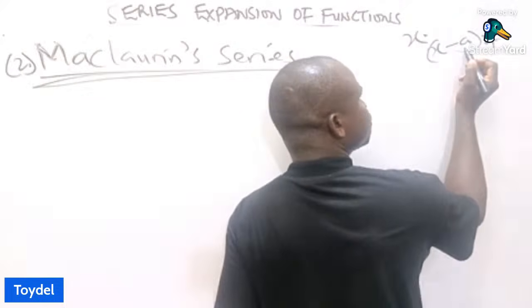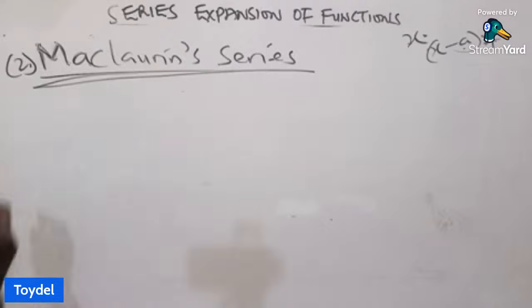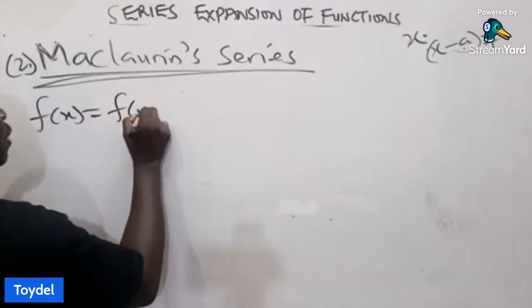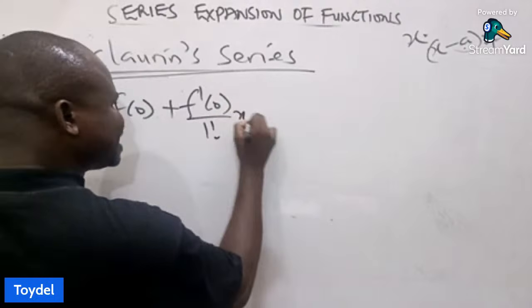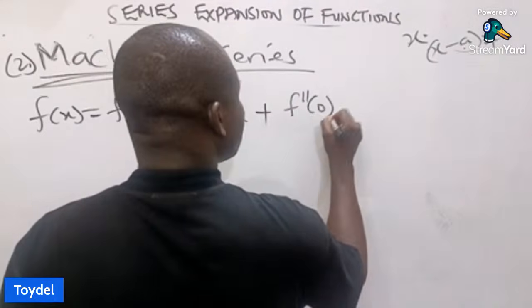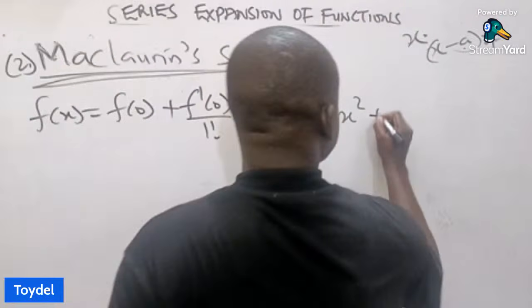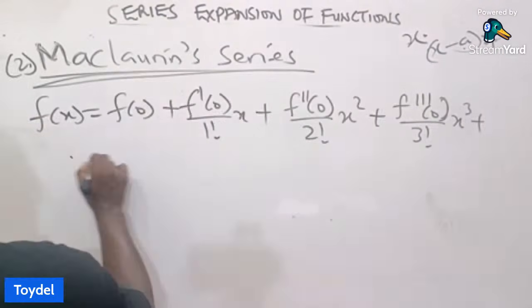Once the value of a is equal to 0, we have only x. So under the Maclaurin series, we are assuming that a given function can be represented by a power series in x. That series is necessarily of the form of the Maclaurin series. That is, f of x will be equal to, instead of f of a, f of 0 plus f prime of 0 all over 1 factorial x plus f prime prime of 0 all over 2 factorial x squared plus f prime prime prime of 0 all over 3 factorial x cubed plus dot dot dot, in that order.